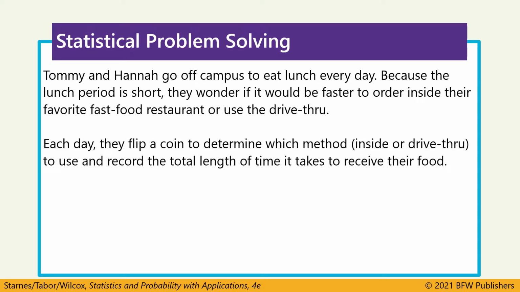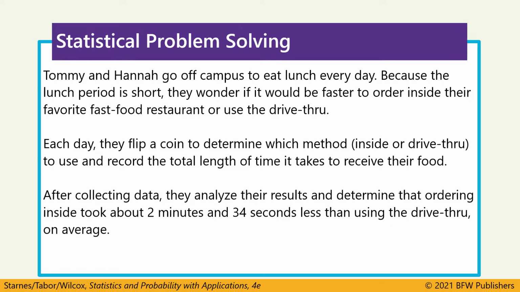Each day they flip a coin to determine which method, inside or drive-through, to use, and they record their response variable, which is the total length of time it takes to get their food. This is the data collection portion of the process. They analyze the results and determine that ordering inside took about 2 minutes and 34 seconds less. Again, we are analyzing our data here, and then we interpret our results, their conclusion: it's faster to go inside.